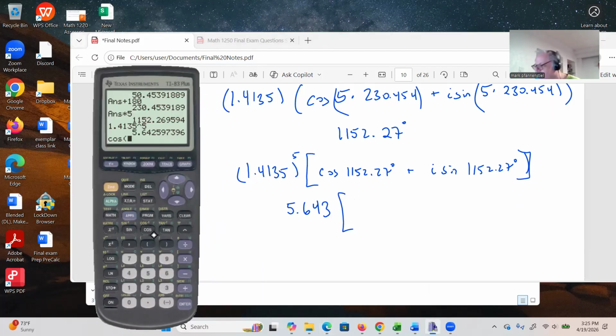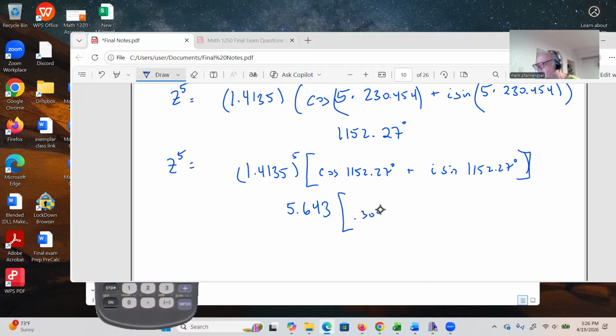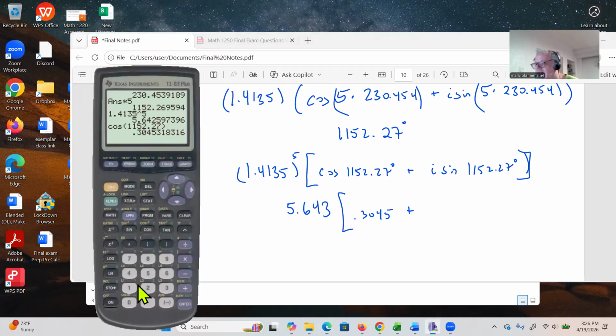So 1152.27. All right, and we'll go ahead and sort that out. So that's 0.3045. So 0.3045 plus, and then we're going to figure out the sine, right? So now we're going to do the sine of 1152.27. Right? That's my value that we're going to stick with. And say plus, and this is going to be 0.953.